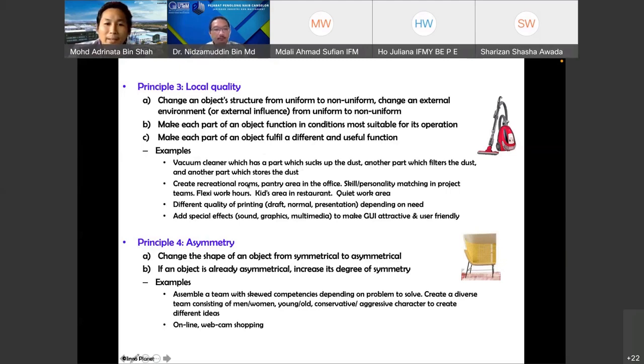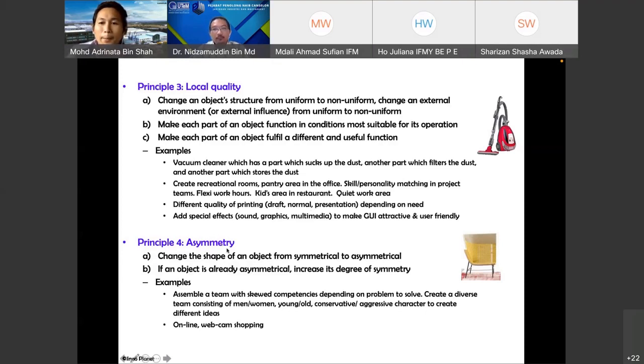Create recreational rooms: pantry area, skill and personality matching in project teams, flexi work hours, kids area. So local quality. Which one is the quality? We have finance, we have management, we have engineering department, QA, QC. So local quality.